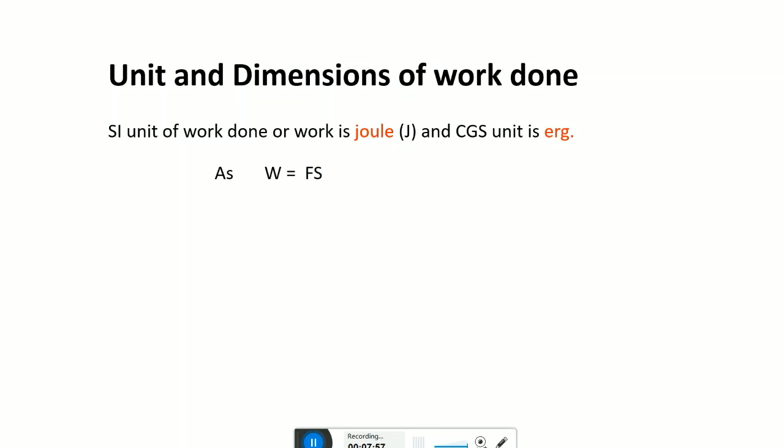Unit and dimensions of work done. The SI unit of work done or work is joule and CGS unit is erg. As we know that W is equal to Fs, that is, work done is the product of force into displacement, which means 1 joule is equal to 1 Newton into 1 meter, or 1 joule is equal to 1 Newton meter.